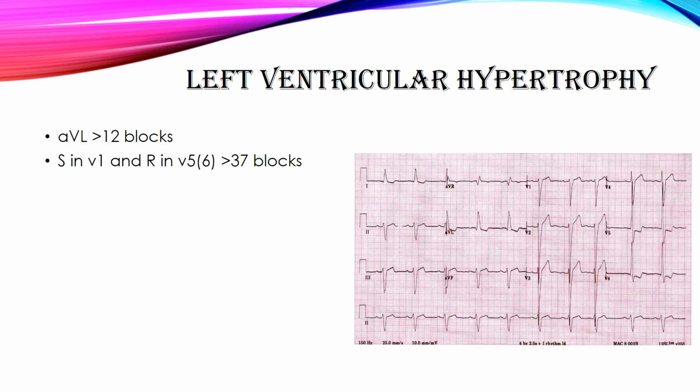Left ventricular hypertrophy is picked up using the R waves in your AVL segments where there are more than 12 blocks, or alternatively you can use the S in V1 as well as the R in V5 or 6, and if they are more than 37 blocks, you have left ventricular hypertrophy.